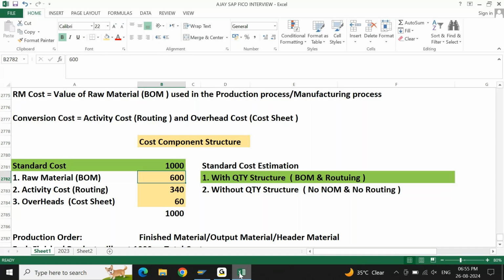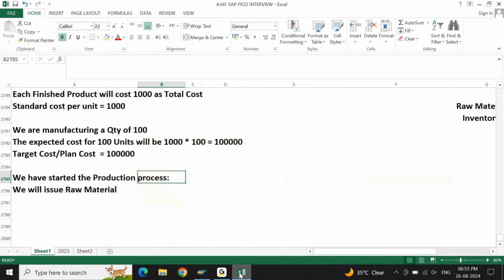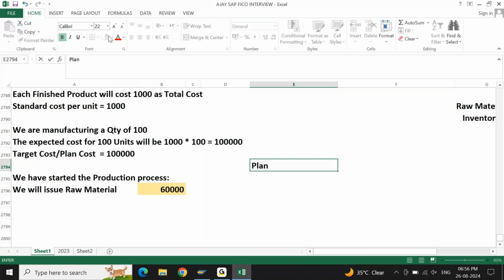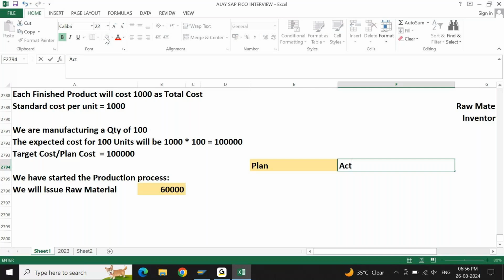60,000. 100 into 600. Agree? It is supposed to be 60,000. Now let's say I'll put this. This is my plan. Then I'll also put actual.